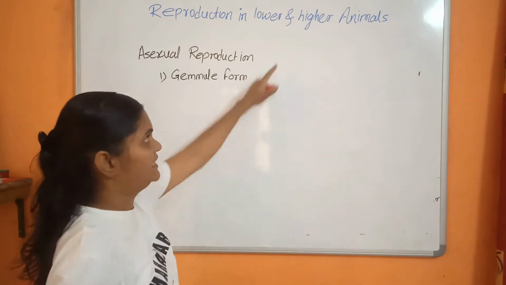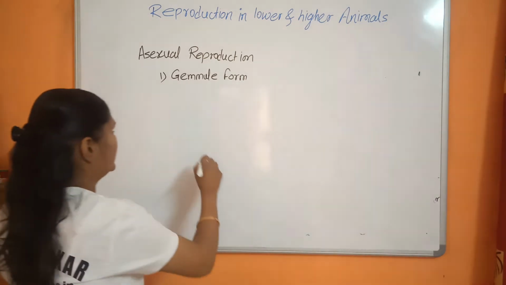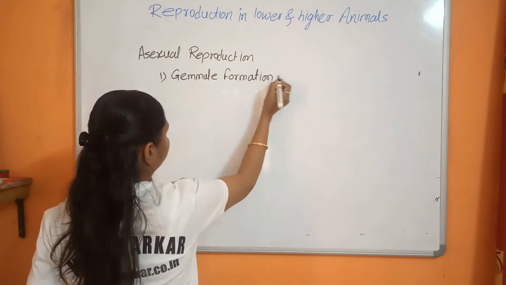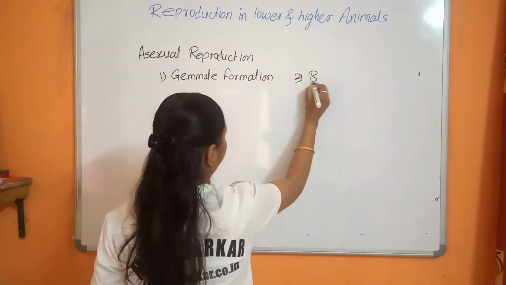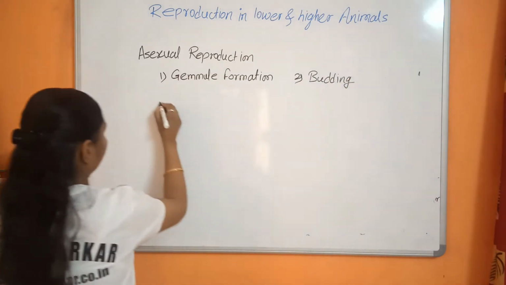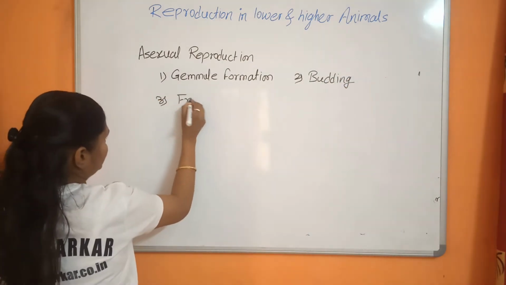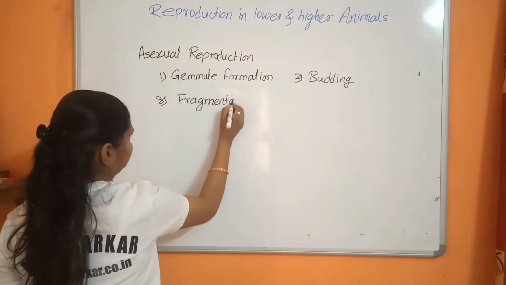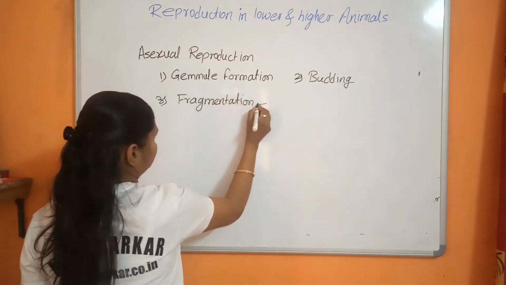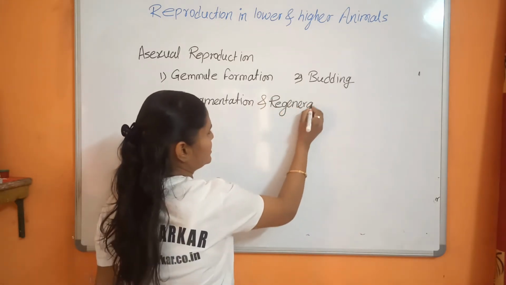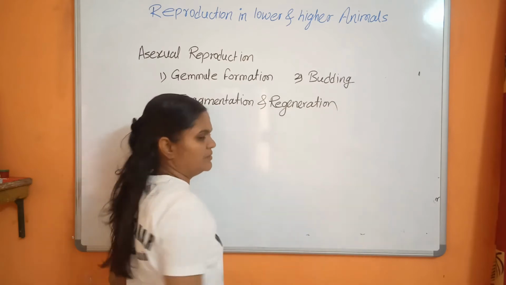Now we see, in case of animals, asexual reproduction. In animals, the methods are gemmule formation, then second is budding, third is fragmentation and regeneration. We will see in detail one by one.